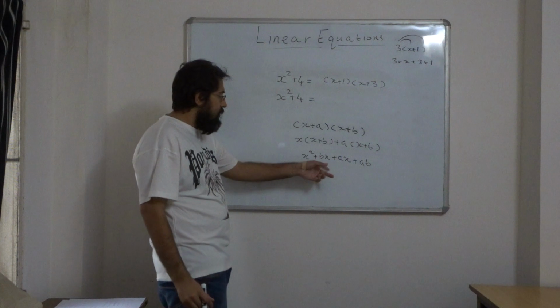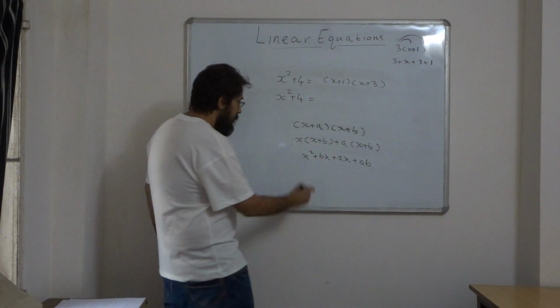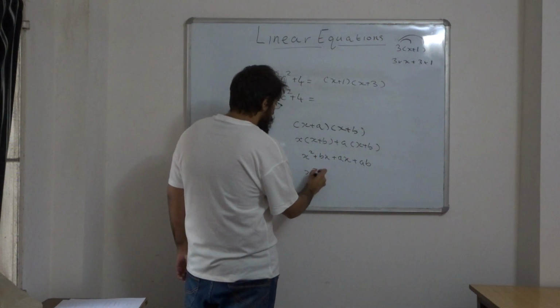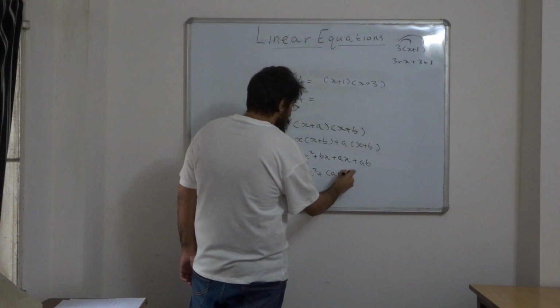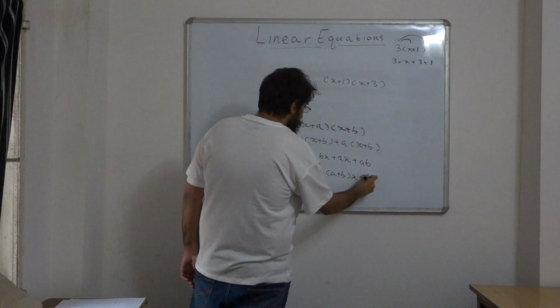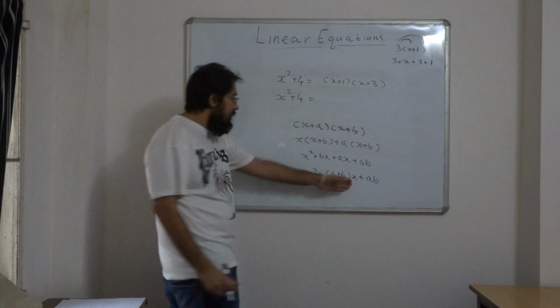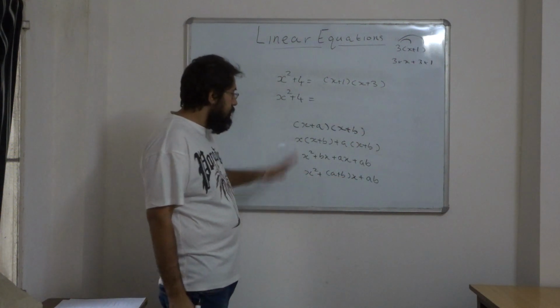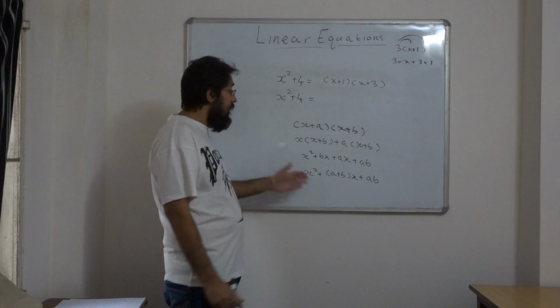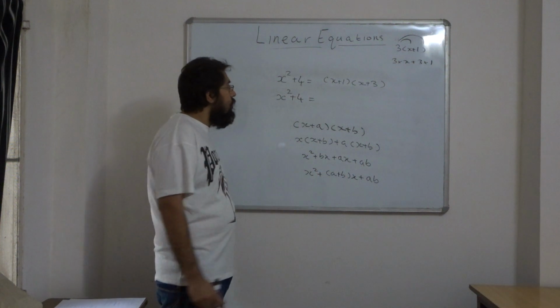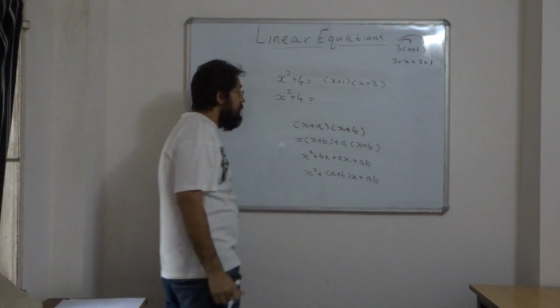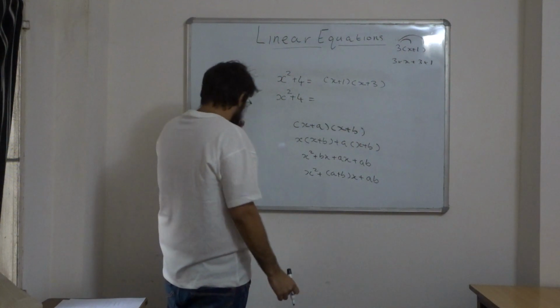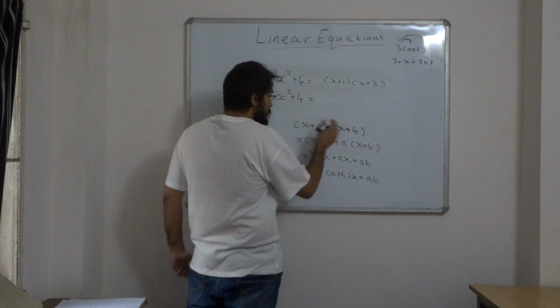Because you have x in common here, this becomes x squared plus (a plus b)x plus ab. This is nothing but an identity, an algebraic identity. This is how you express this as well. So let's try solving it.